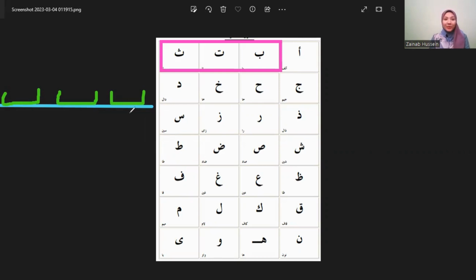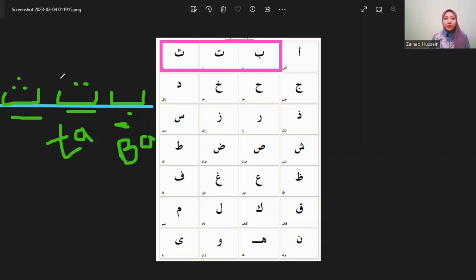So one has the dot down here, which is the letter ba. Ba. Repeat it. Ba. The second one is the letter ta, which has two dots up. Ta has two. Tha has three dots. Tha, three. Okay? Now ba, ta, tha. Ba, ta, tha.